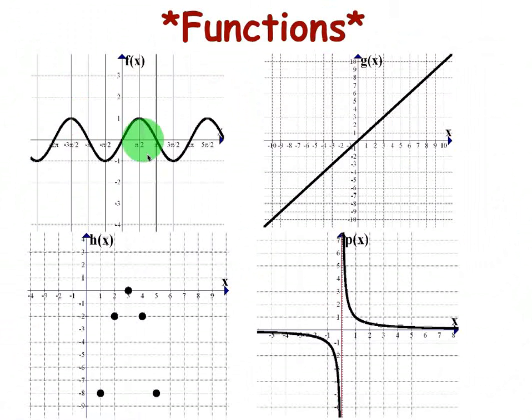Here we have a function. Okay, then we have a function's graph here. Then we have a function, some points. Okay, and then here we have a function as well. This is called an asymptote, by the way. They all look very different, but they're all functions. So I want you to think about why that is.